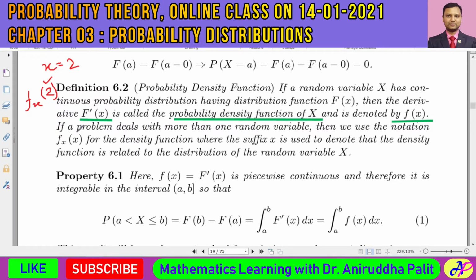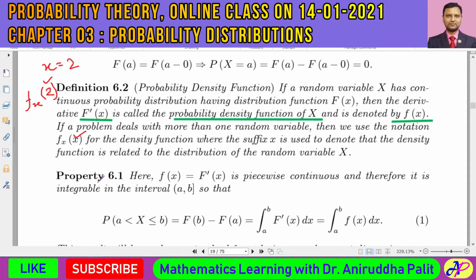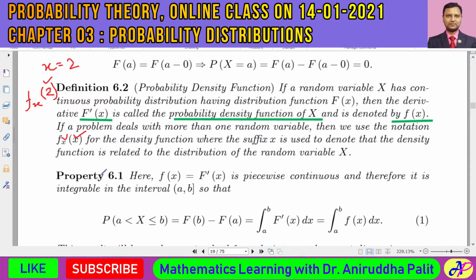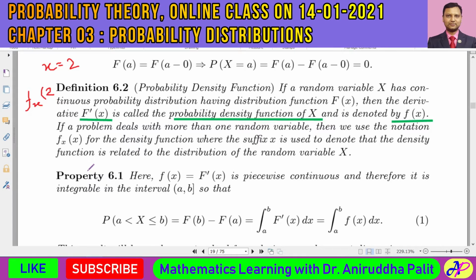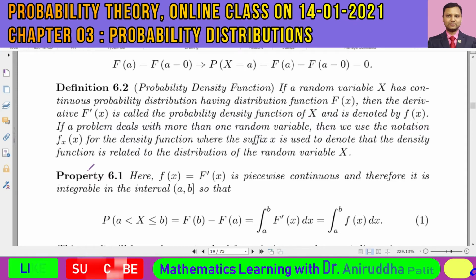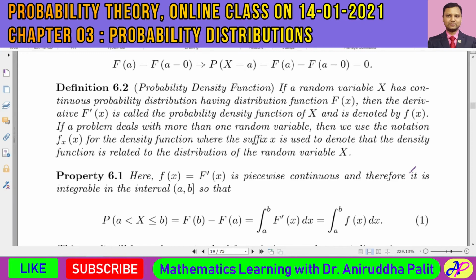So this x is actually the real number, the real value of x, and this suffix x is the notation indicating that the function f is the density function of the random variable x. So be very careful about this kind of notation. So this is the probability density function and its corresponding notation.